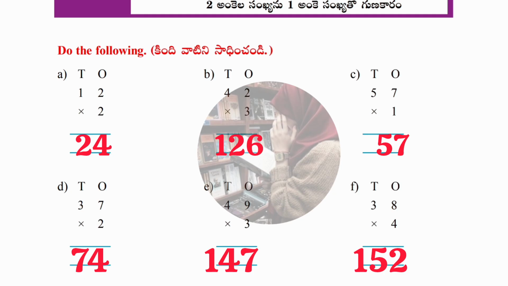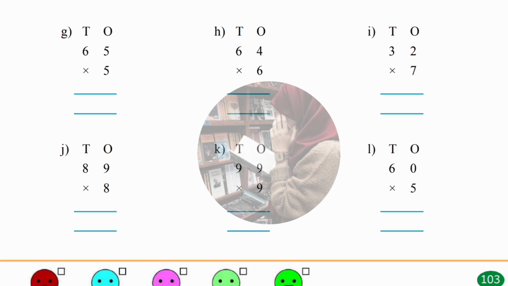Next, 38 multiplied by 4. So 8 4 is 32, write down 2, 3 carry forward, then 4 3 is 12, 12 plus 3 is 15. 152 is your answer. Next one, 65 multiplied by 5. 5 5 is 25, write down 5, 2 carry forward, 6 5 is 30, 30 plus 2 is 32. 325 is your answer.